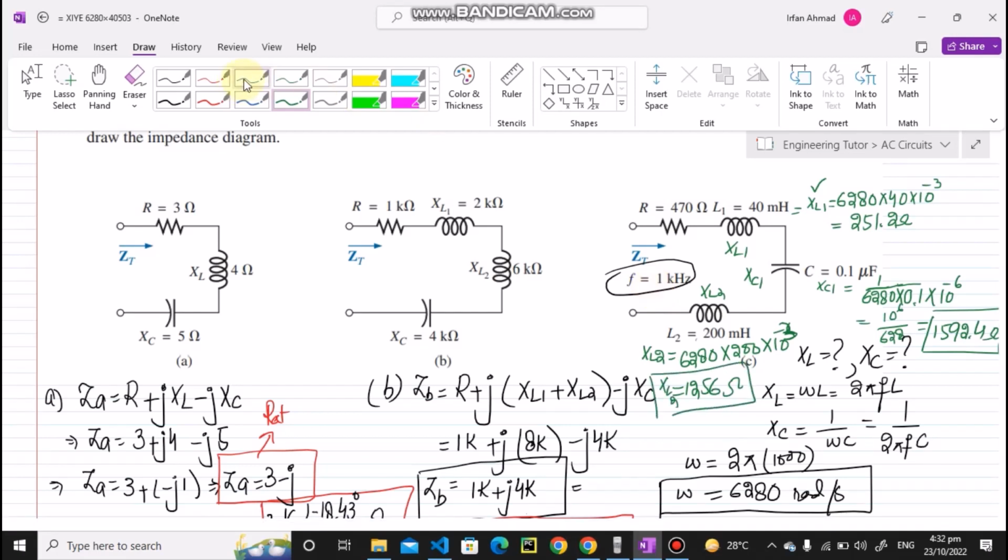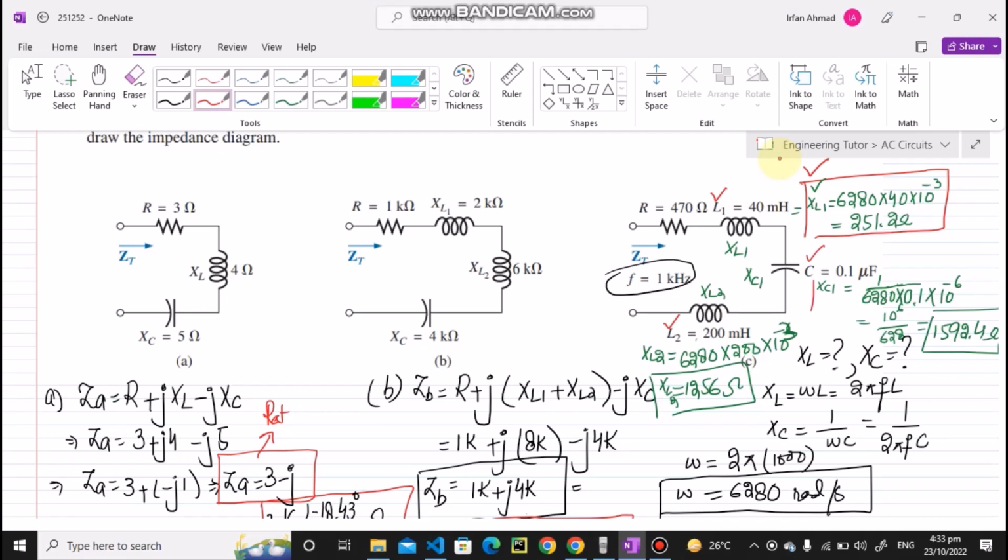So we have calculated all the values which were needed. The first value is XL1, because no XL1 was given, and you can see that here it is L1, C and L2. So first of all we have to calculate the reactances. We have calculated these values.